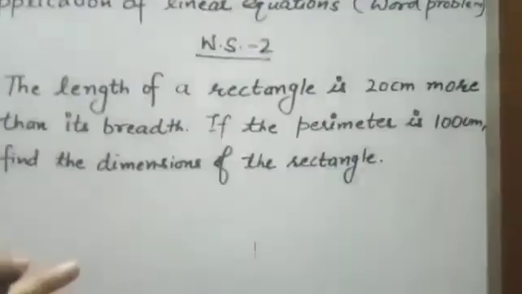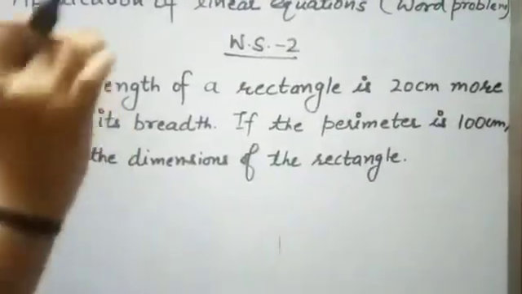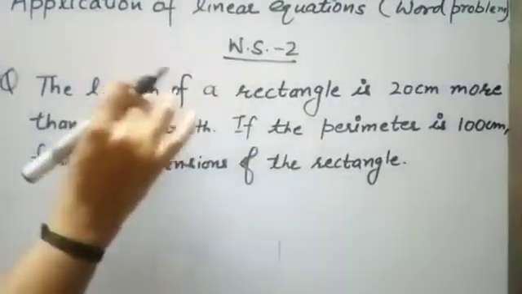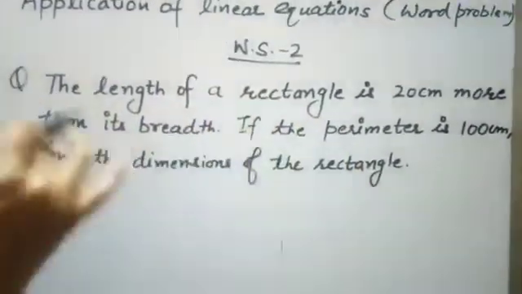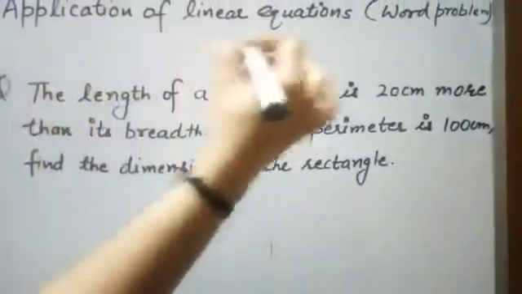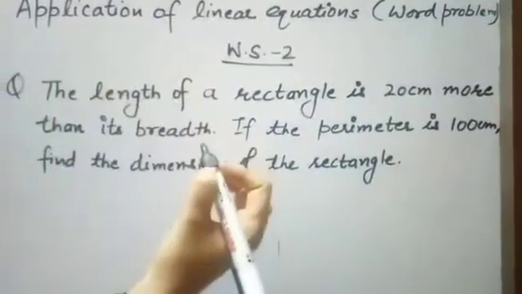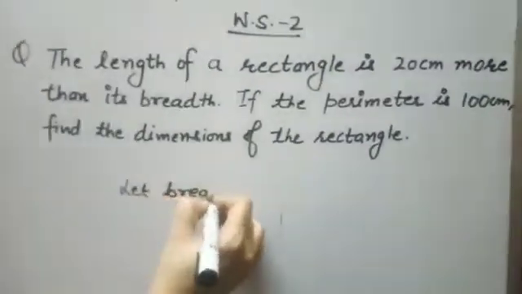So again, the more important concept is what is given and what is required. The given is the relation between the length and the breadth of the rectangle, and the perimeter, and we need to find the length and the breadth of the rectangle. The length of the rectangle is 20 centimeter more than its breadth. So let the breadth of the rectangle be x.